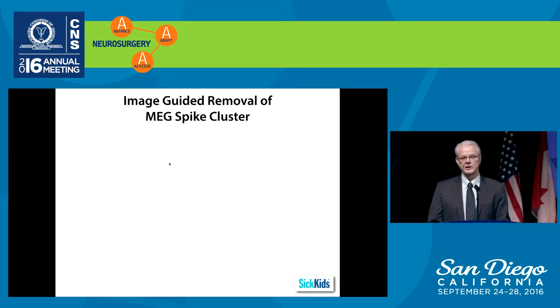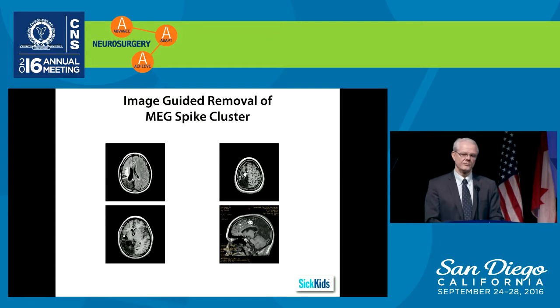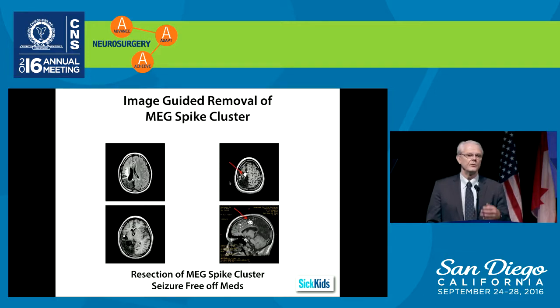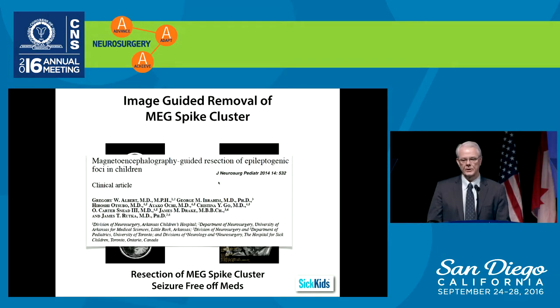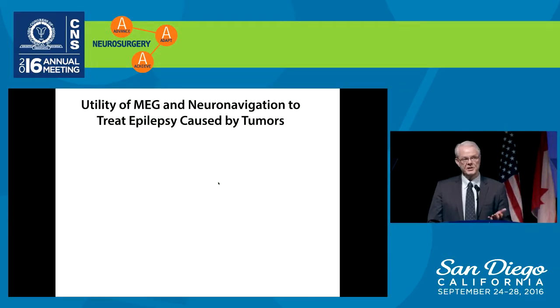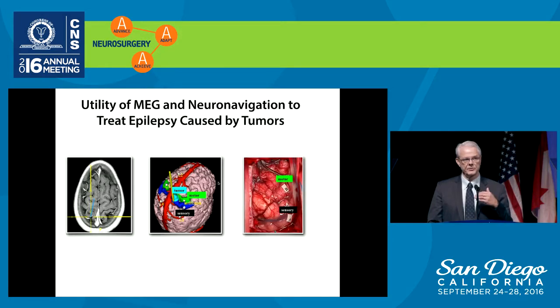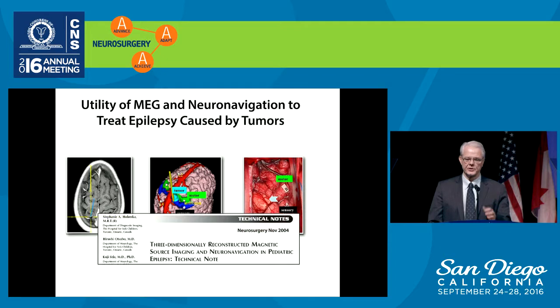We've also been able to describe image-guided removal of MEG spike clusters, so obviating the need to go to invasive monitoring. Here's a child who had post-traumatic encephalomalacia, you can see in the right parietal area, but there's this spike cluster shown by the arrows here. Resecting the spike cluster by itself can lead to seizure freedom in work that we've also published recently. MEG is very good at functional mapping, so it can allow you to distinguish the somatosensory cortex and the motor cortex and tumors that might straddle the distance between them, as shown there.